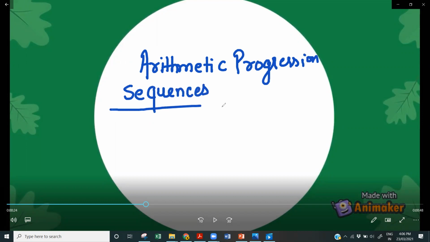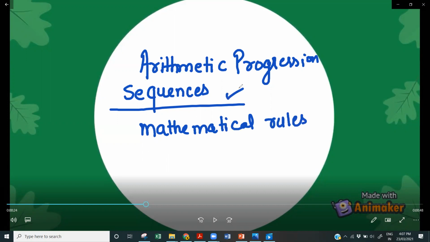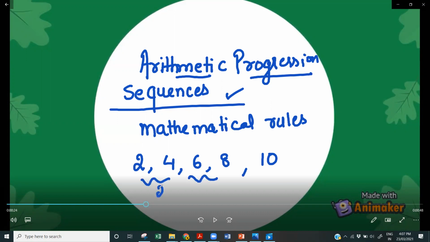What are sequences? When we arrange the numbers and the arrangement follows some specific mathematical rule, then the numbers are said to be arranged in a sequence, right? So arithmetic progression is a type of sequence in which, suppose we take the numbers 2, 4, 6, 8, 10, the very familiar numbers from our childhood, right? So these are even numbers, and you can see the difference is always 2.